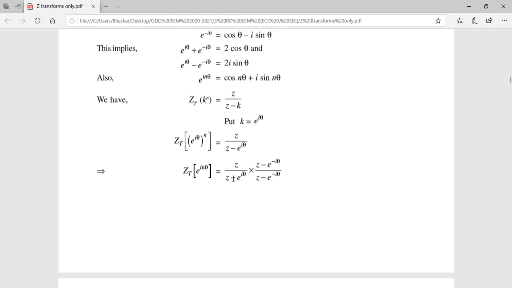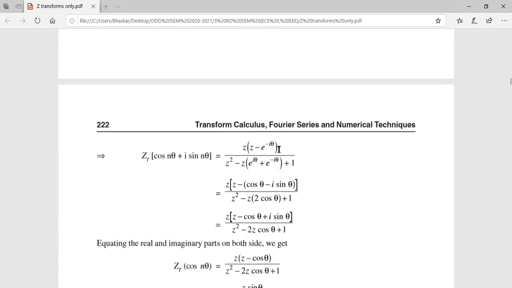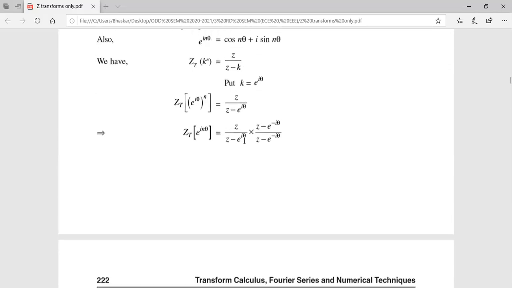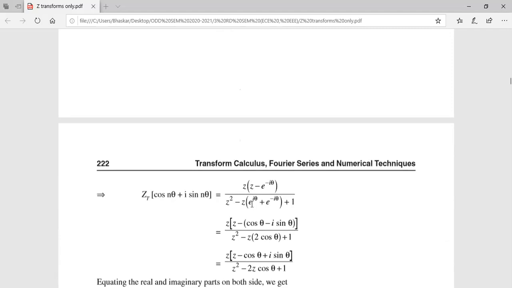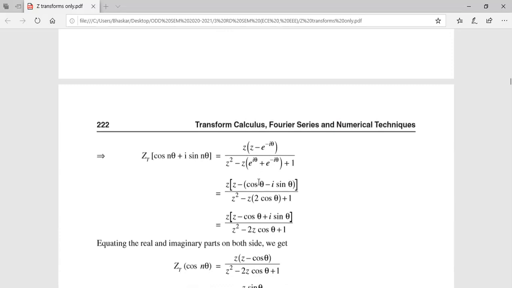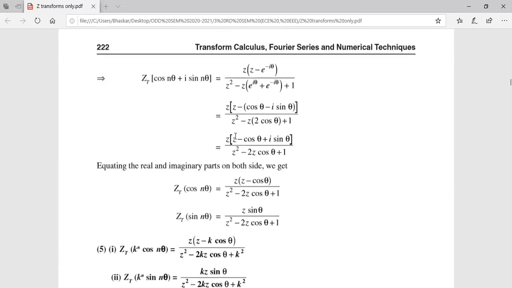What will we do? We are going to apply the inverse conjugate. This is called the rationalization of the complex number. Z minus e power minus i theta divided by z minus e power minus i theta. Now multiplying, we get z square minus z into e power i theta plus e power minus i theta plus 1. Z into z minus cos theta minus i sin theta, divided by z square minus 2z cos theta plus 1.